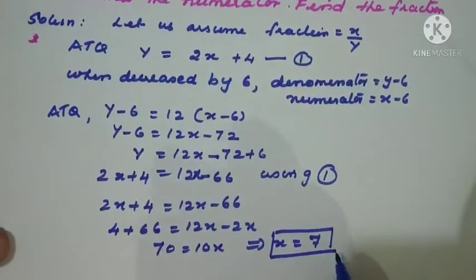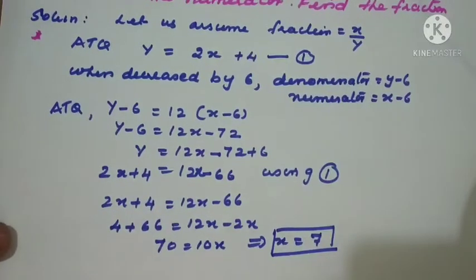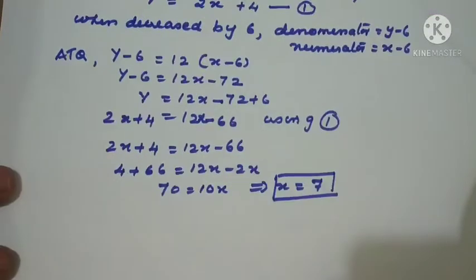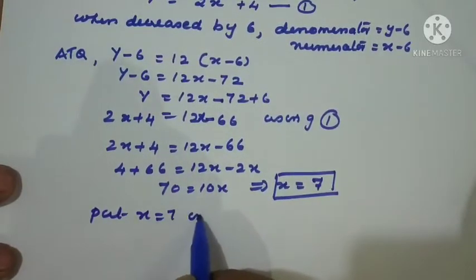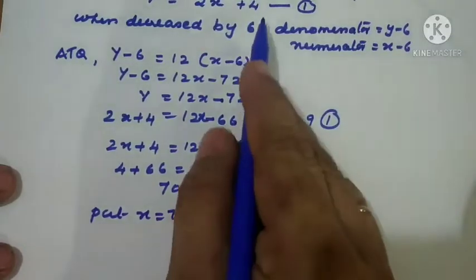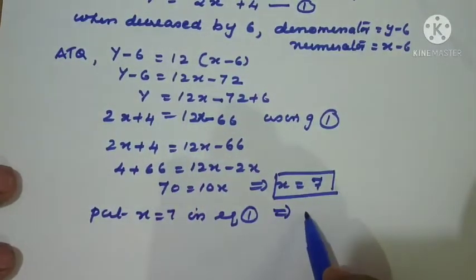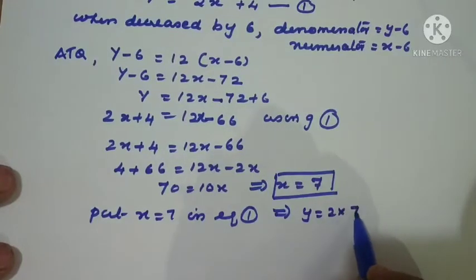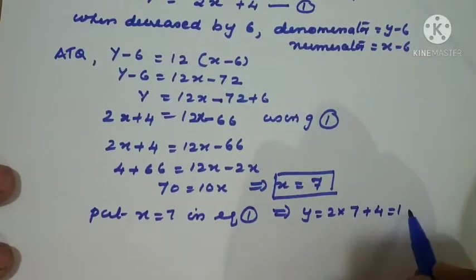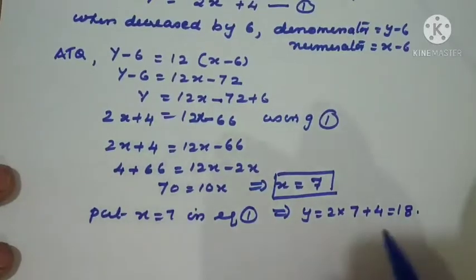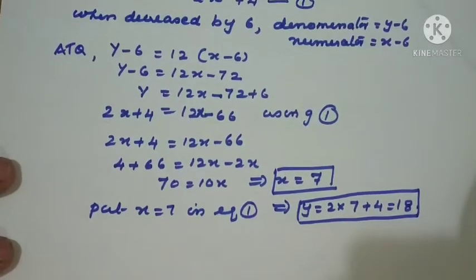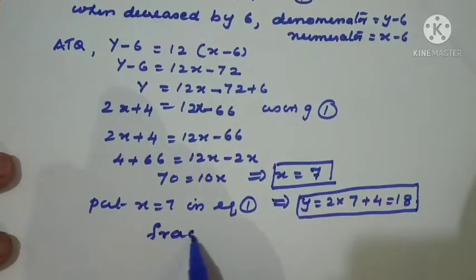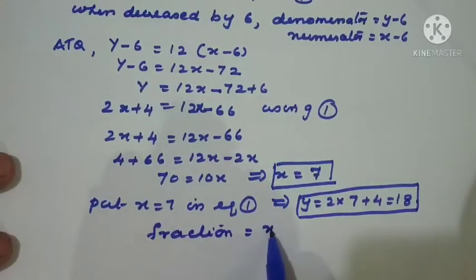Put x equal to 7 in equation 1 only. Sorry, I said 2, we should put it in 1 only. This implies y equal to 2 into 7 plus 4, equal to 18. So we got y value as 18, x value as 7. So the fraction, x by y, is 7 by 18.